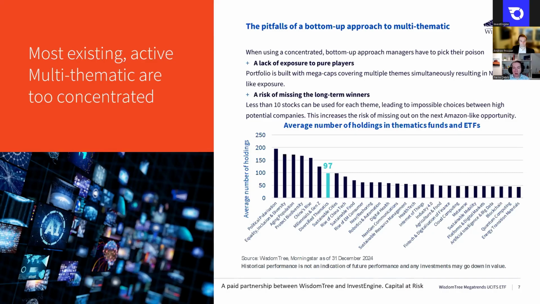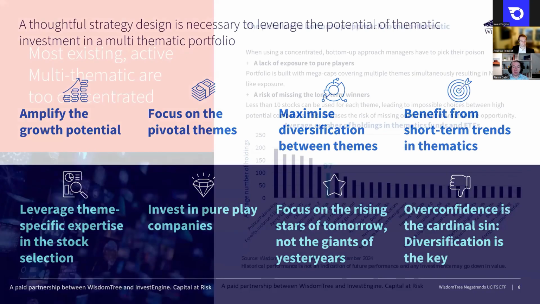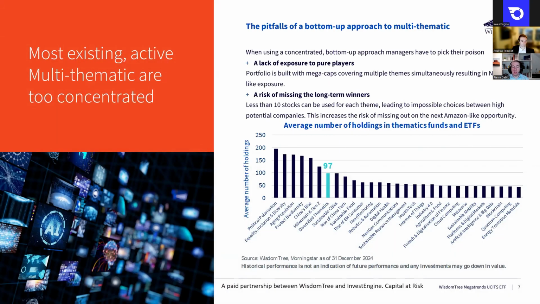So in AI, you have on average 60. In cloud, you have on average 50 stocks. In semiconductors, maybe 45. And so it raises the question of how can you do a proper multi-thematic strategy that covers 10, 12, 15 themes if you basically have the same number of stocks as you have in a single theme, right? And so if you look through, like I said, you see that, sorry, you need to stay on the previous slide, thank you.